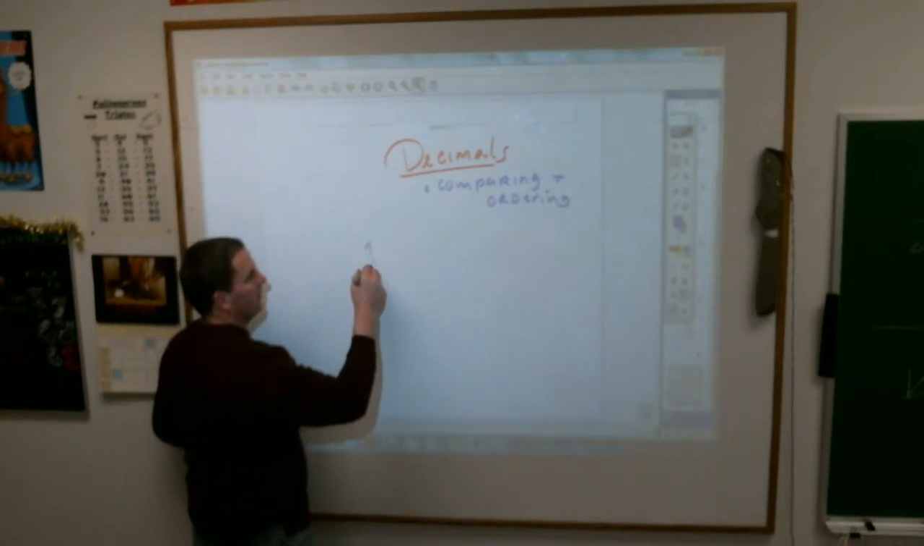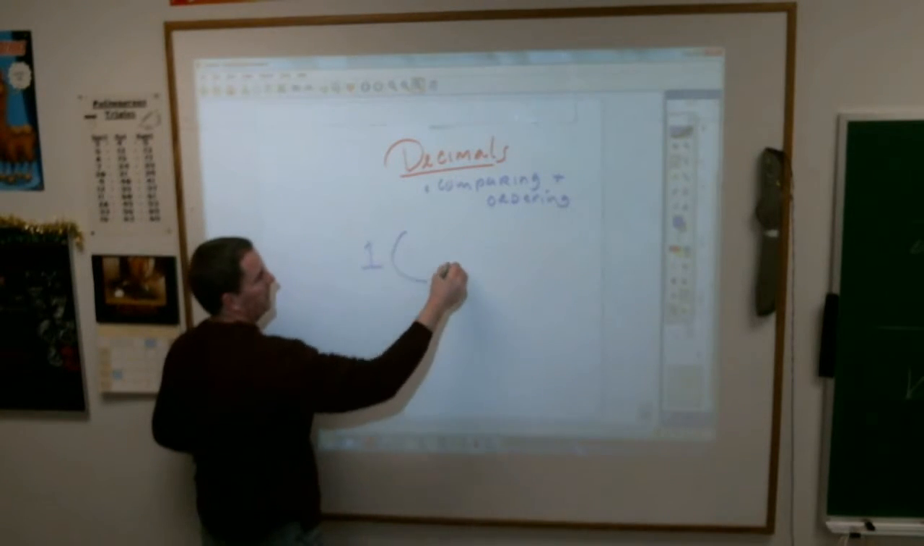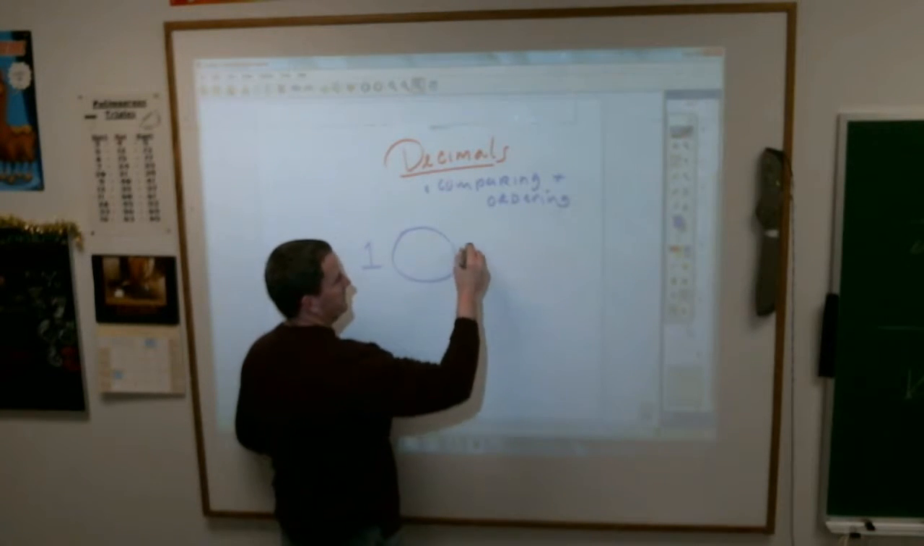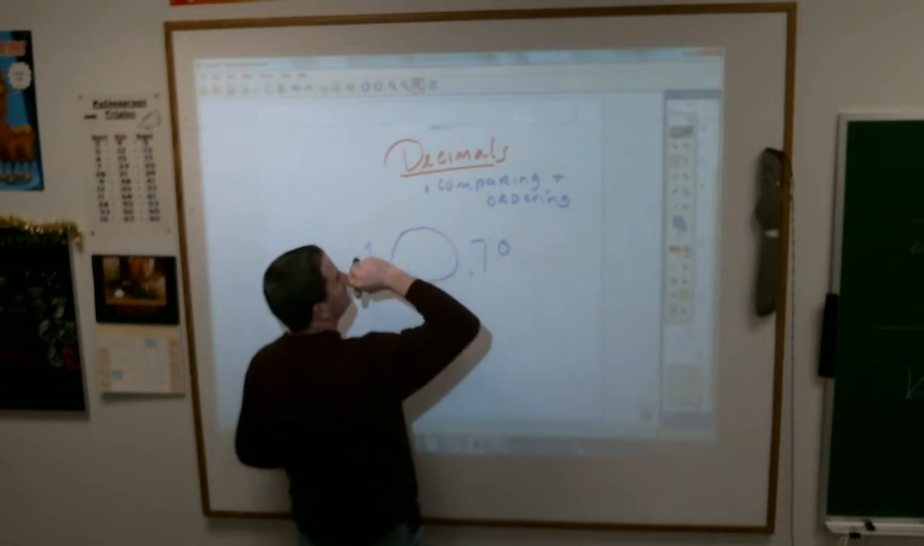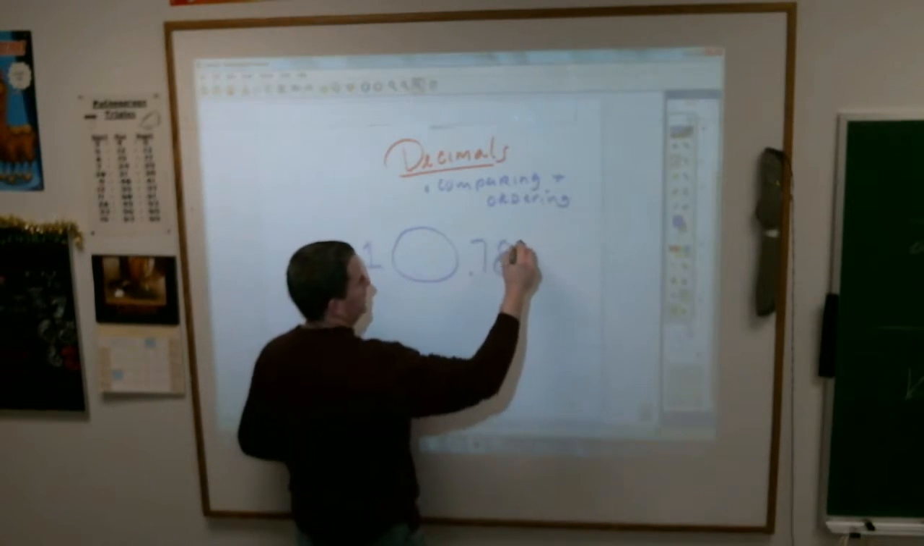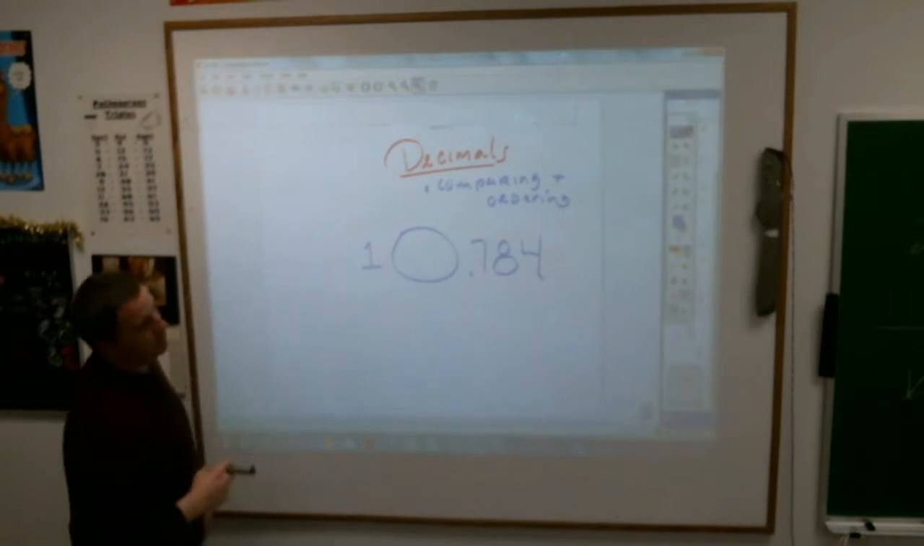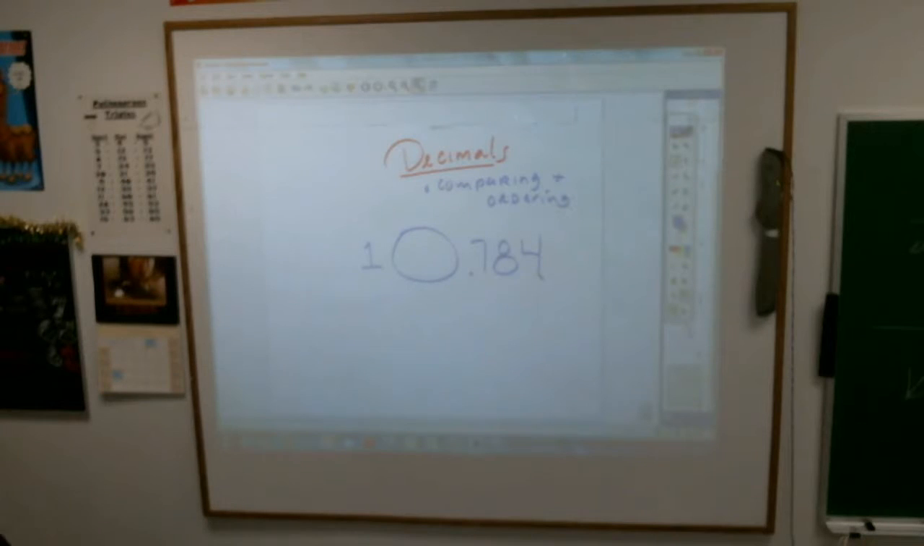If I have the number 1, and I am comparing that to, let's say, 0.784, and I asked you which of those two numbers is bigger, which one would you tell me is bigger? Not which one has more digits, but which one means more? Is it better to have one of something, or if it's a good thing, 0.784 of it? Maddie? 1.